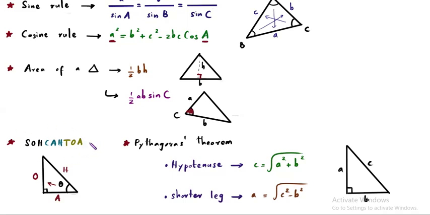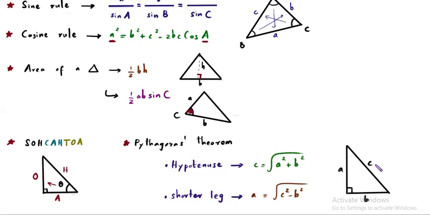And in SOHCAHTOA, you need to keep in mind that, even in this entire trigonometry concept that we have here, whether it's the sine and cosine rule or SOHCAHTOA, when calculating the value of an angle, that is when we use the inverse. When it comes to Pythagoras' theorem, again, it's applied to a right-angled triangle.